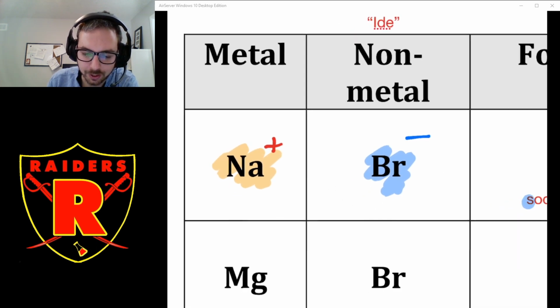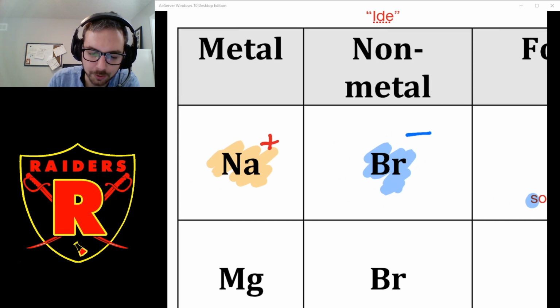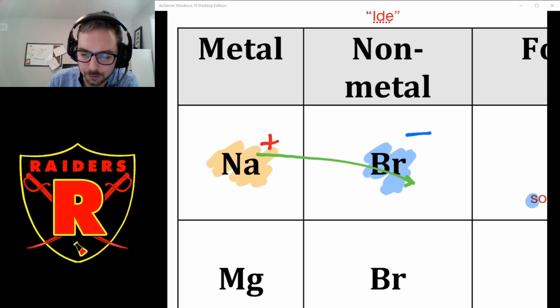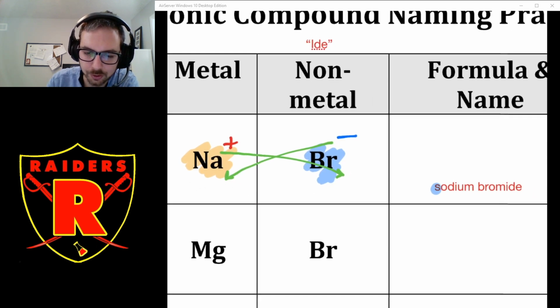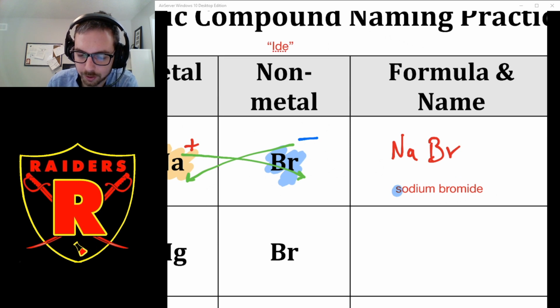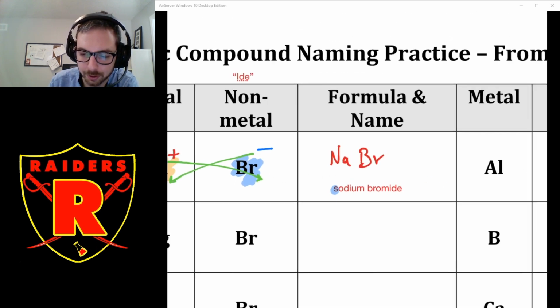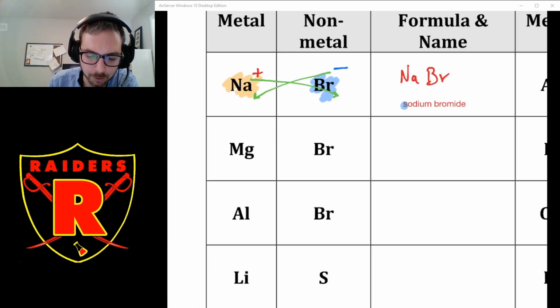If you know what group it's in, this is pretty easy. Then all you need to do is take the number that's up here, so it would be a 1 for sodium, and bring the 1 down here. And there's a 1 up here for bromine, and you bring the 1 down here. So this is sodium 1, and then bromine 1, or just NaBr. Okay, well that's a simple one. Let's do one that's a little bit more complicated than that.